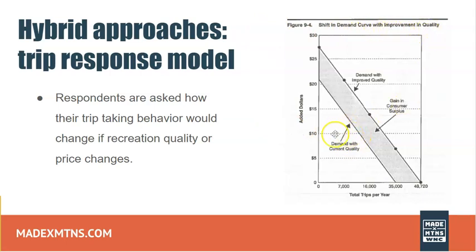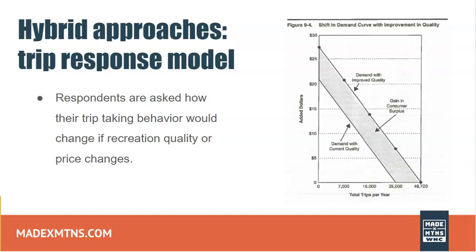So the idea would be that the demand with current quality would be estimated with the actual number of recreation trips that people tell you they would take, and then you might describe a change in quality or improved quality at the recreation sites, and people would then tell you how many trips they would take with the current travel cost and the new quality. That number of trips is greater, and so you get a new demand curve, and the gain in consumer surplus would be this shaded area.